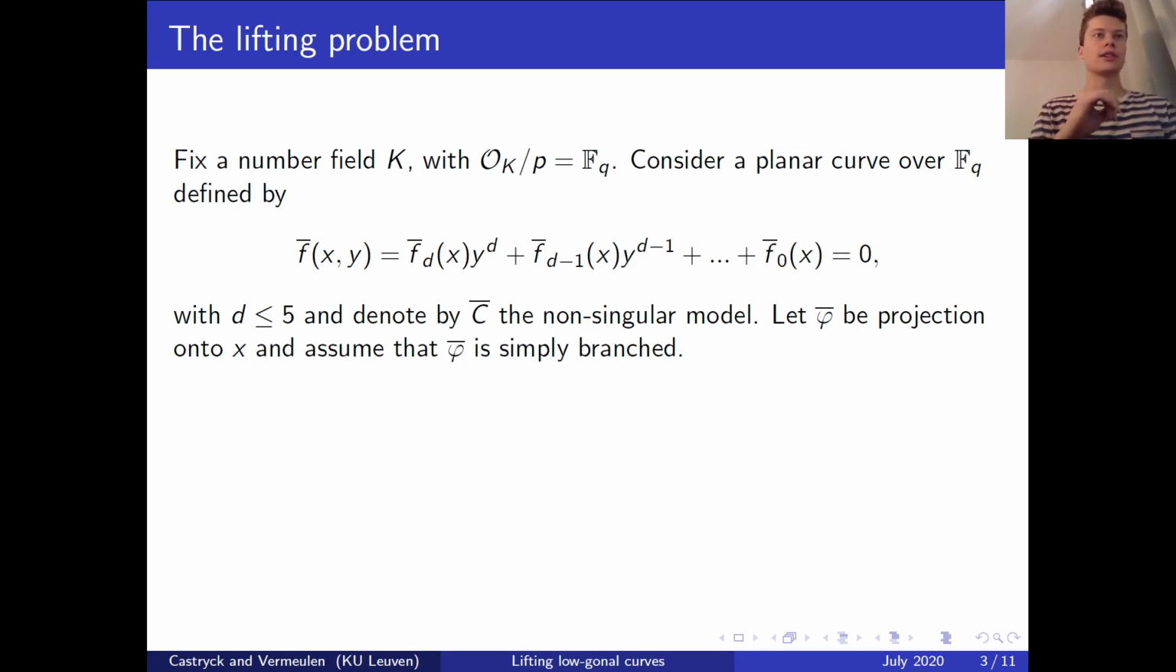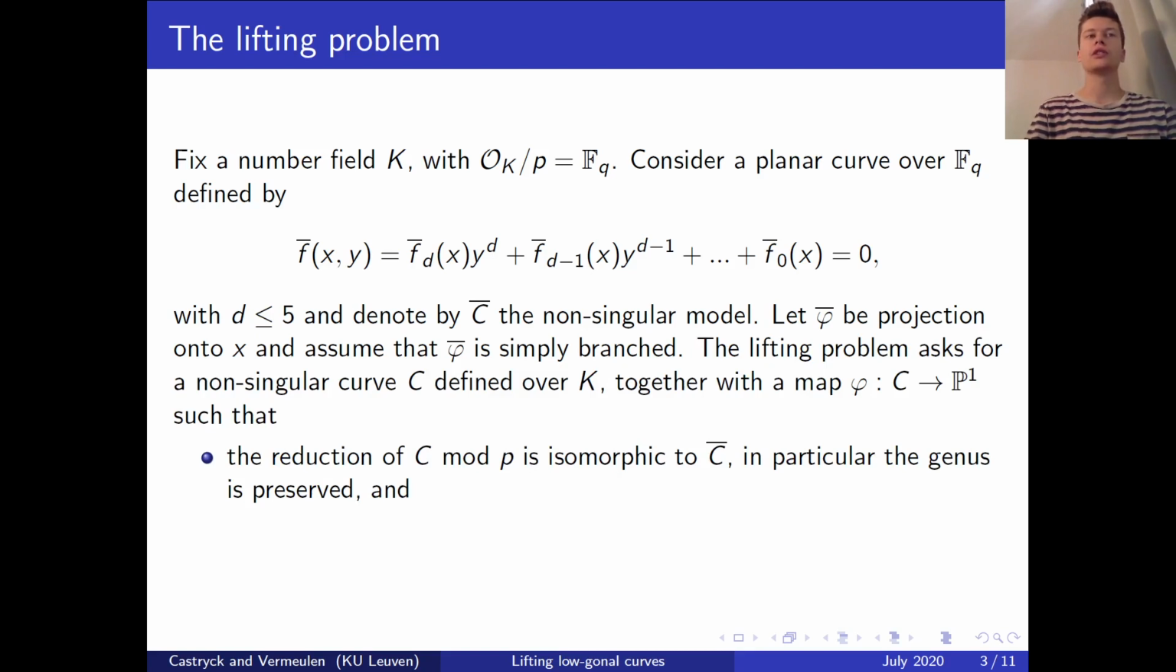Note in particular that this map phi bar is of degree d, so that the function field of the curve becomes a degree d extension of Fq(x). Now the lifting problem consists of finding a non-singular curve C defined over the field K, together with a map phi from C to P1, such that, first of all, we want to lift the curve C, so the reduction of C mod P should be isomorphic to C bar. Note that in particular the genus must be preserved by this operation.